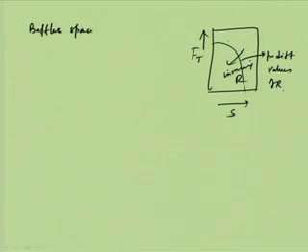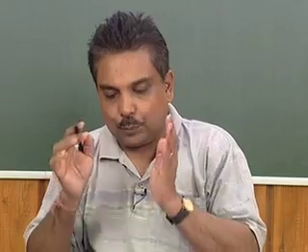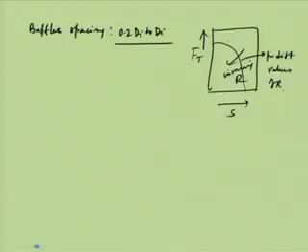Second point I wanted to make is that the baffle spacing is usually, and we know why these baffles are used, 0.2 Di to Di, that is, 0.2 times the diameter of the shell to the diameter of the shell. Another point I should make here is the pressure drop calculation.